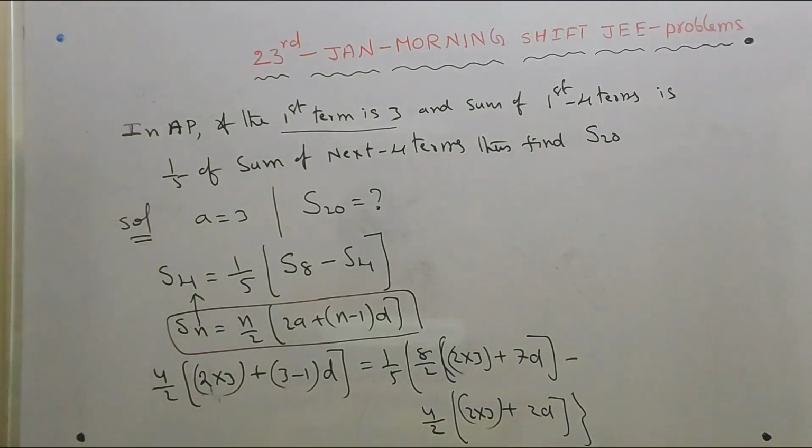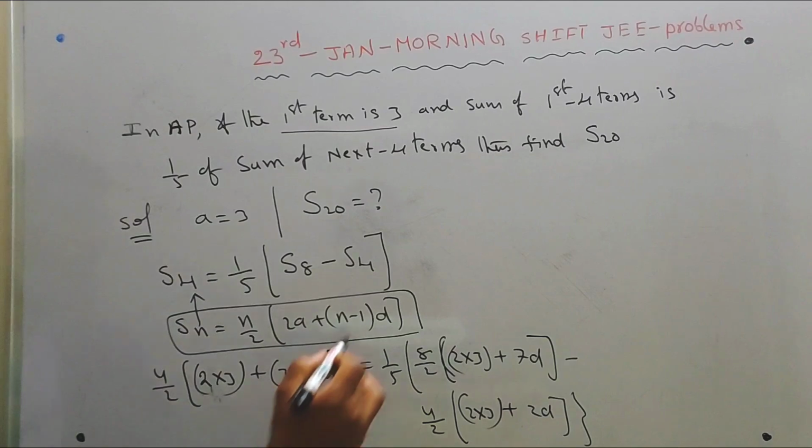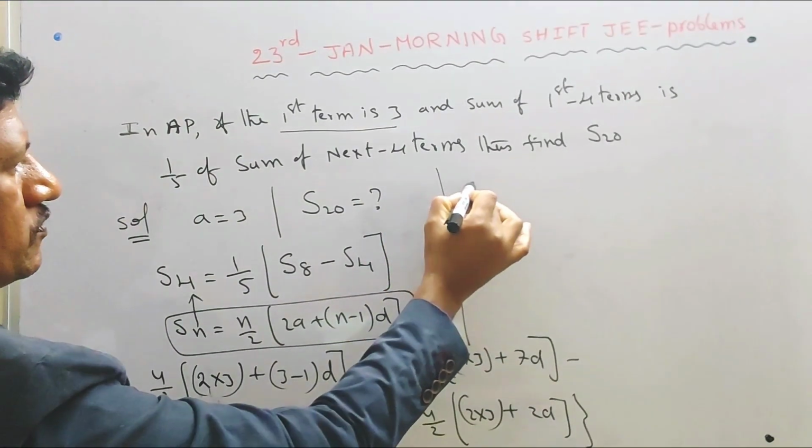Okay, right? Then after that, see here: 4 is there, here 4 is there, here also 4 is there. You take 4 common. And if you simplify, then you will get the d value. After simplification, what you will get? The d value. Okay, right?